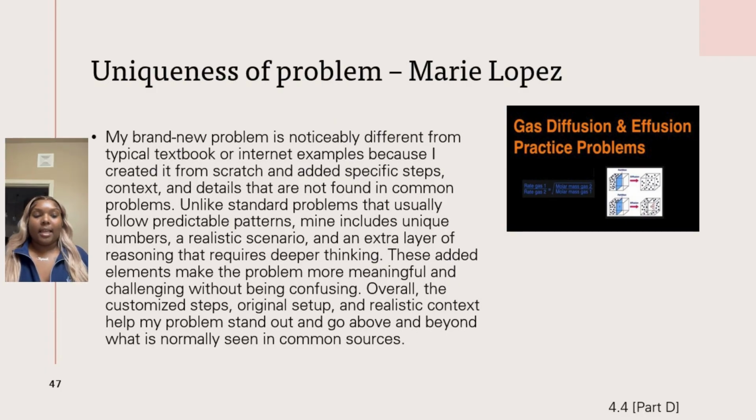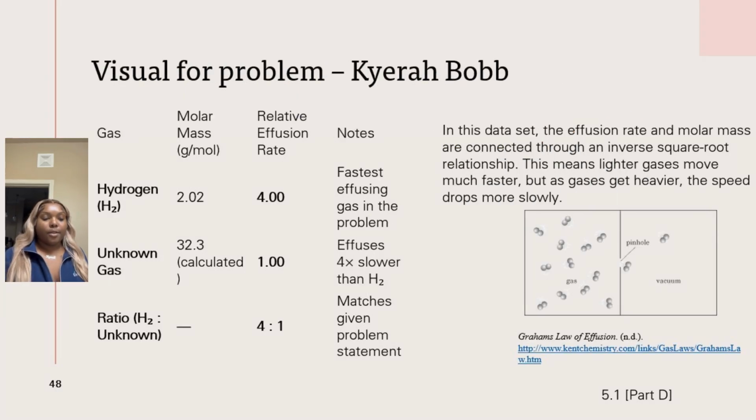In this data set, the effusion rate and molar mass are connected through an inverse square root relationship. This means lighter gases move much faster, but as gases get heavier, the speed drops more slowly.